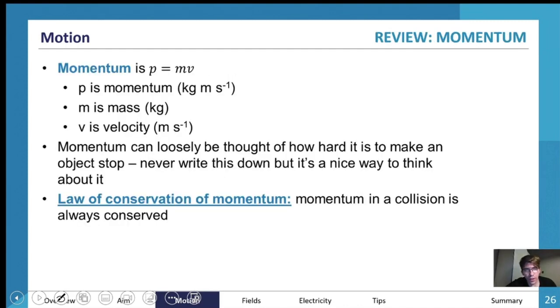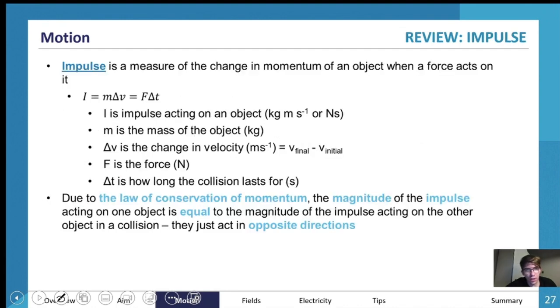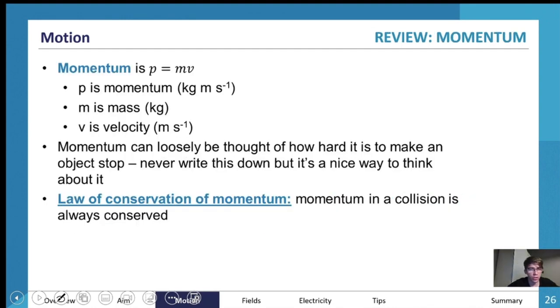Then you guys learn about momentum. So momentum is an interesting case where we essentially learn about the law of conservation of momentum. Momentum is basically mass multiplied by velocity. I love the idea of momentum. Actually, I love the topic of momentum. It's an easy topic.